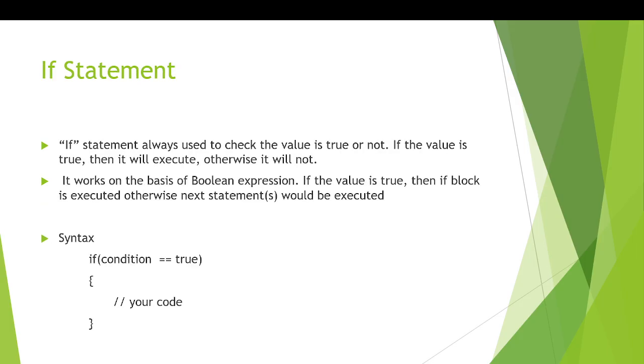What is the if statement? The if statement is always used to check whether the value is true or not, meaning Boolean expression evaluation takes place. If the value is true, then it will execute the block of code. Otherwise, it will not. The syntax follows like this: if condition equals true, your code block. Here equals to is used to check the equality.